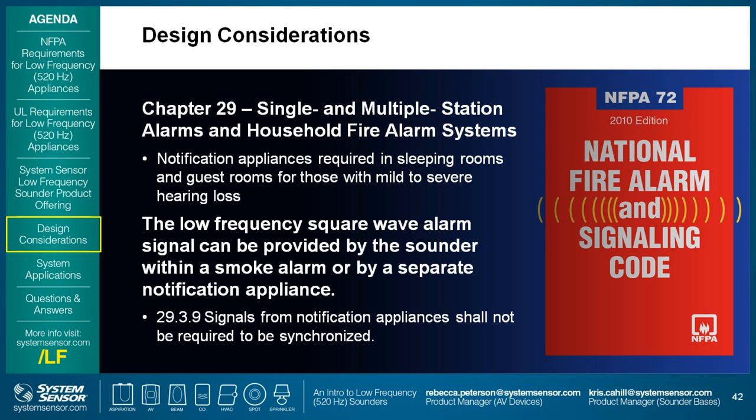This is probably uncommon, but you could have a situation where in a sleeping space you have a smoke alarm with a non-low frequency alarm tone, and you have a low-frequency notification appliance in the sleeping space going off at the same time, and this is allowed. In accordance with 29.3.9, smoke alarm and household fire alarm system notification signals are not required to be synchronized.